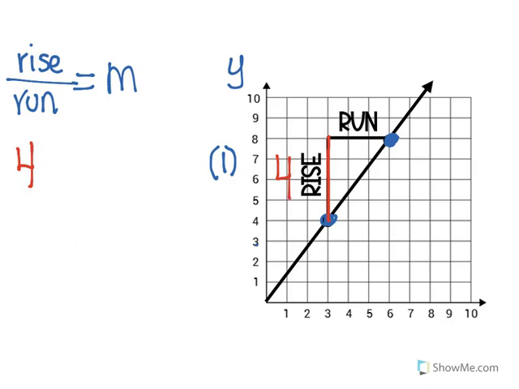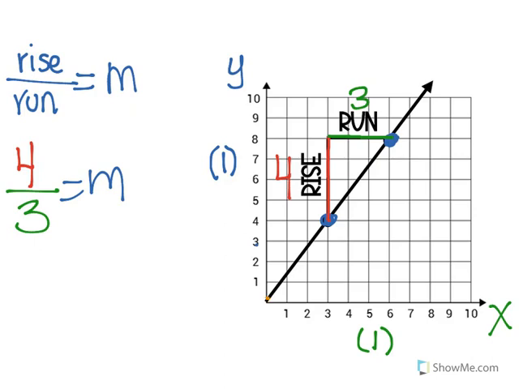To count my run, I'm going to count my x-axis. It's going by ones. 1, 2, 3. 4/3 is my slope. That's my slope of the graph. I'm going up 4 and over 3 every single time on my line.